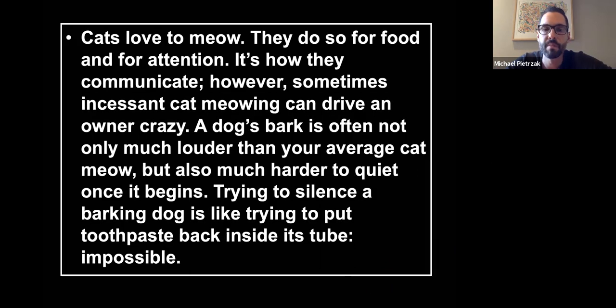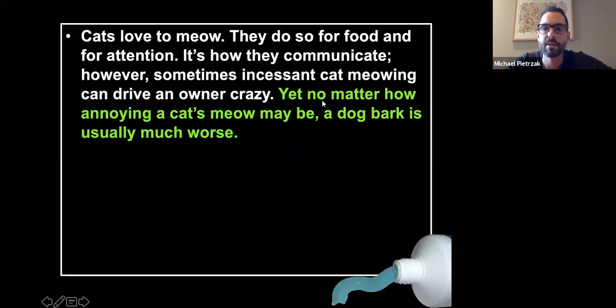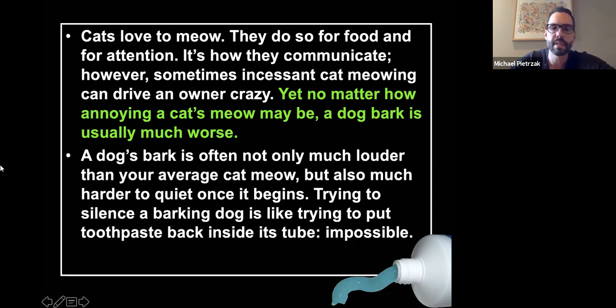We've actually added almost a whole sentence in green here. Yet, no matter how annoying a cat's meow may be, the dog bark is usually much worse. See, we've transitioned from the first idea into the second idea in this green sentence, right? If you're switching from one idea to the next, you might want to add a sentence. Think about it: if you're reading along and it sounds jarring, then you'll probably need a transition sentence in there, maybe more than just a word. And then you can continue on with what you were saying, right?